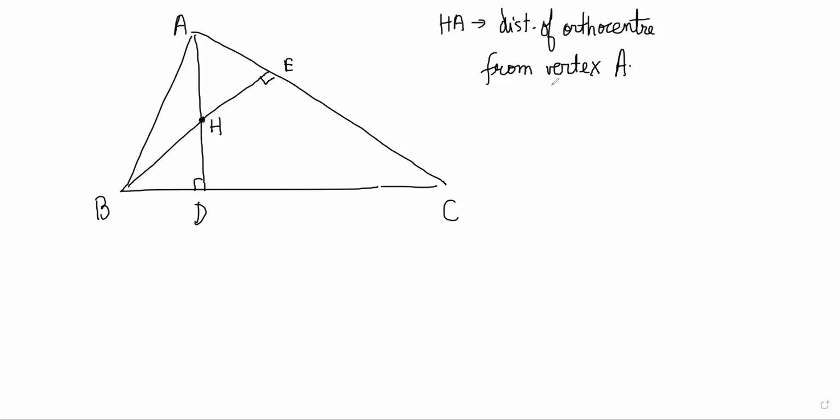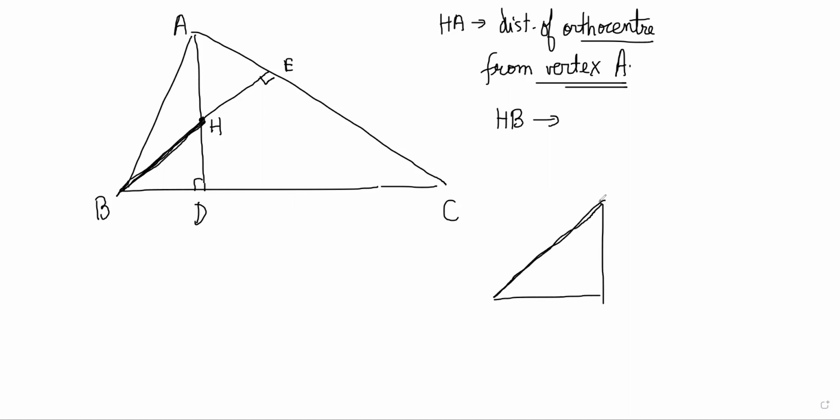Correct. So what we will do is we'll find HB. HB is the distance of the orthocenter from vertex B, right? So let's try to find out HB here. How do we do that? We'll look at the right angle triangle here, and here HB we have to find. So we know BD, right? We know BD was equal to C cos B, correct?